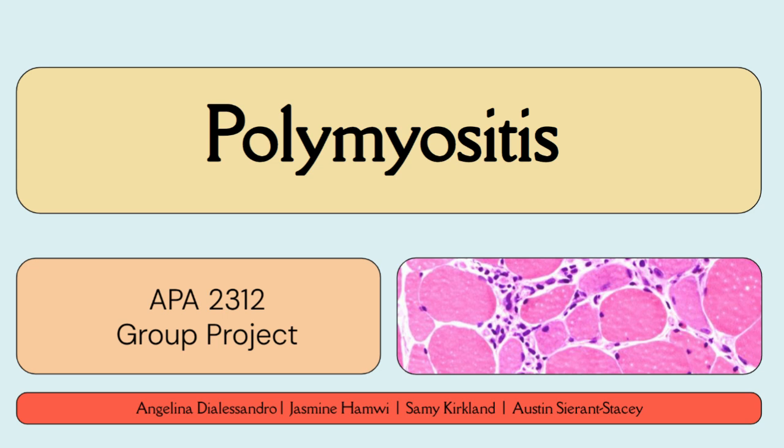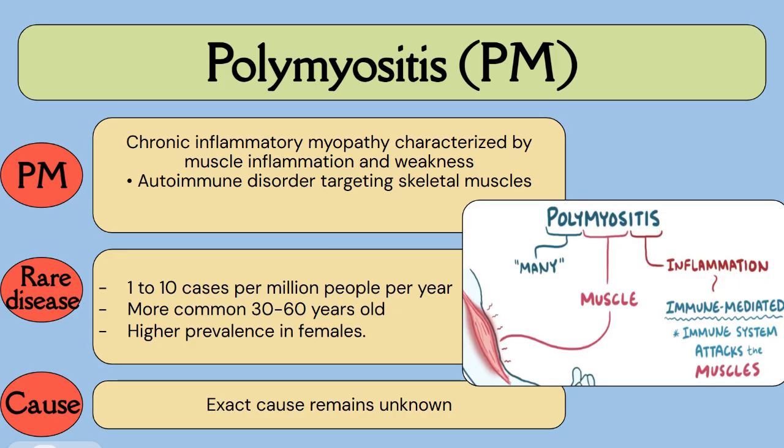Polymyositis, also shortened to PM, is a chronic inflammatory myopathy characterized by muscle inflammation and weakness. Other potential names or classifications include idiopathic inflammatory myopathy and myositis. It falls under the category of autoimmune myopathies, which are closely related to conditions such as dermatomyositis and inclusion body myositis.